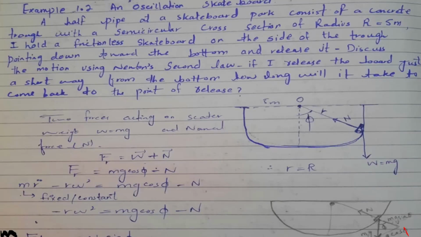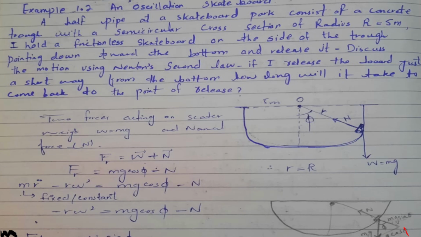Let's start example 1.2, an oscillating skateboard. You can read this statement by yourself; I will just explain using the diagram. So this is the half pipe, and you put the skater on it, moving in a circular form. Here you can see that r is fixed, so there are constraints. And here phi is the angle, which shows the position of the skater.